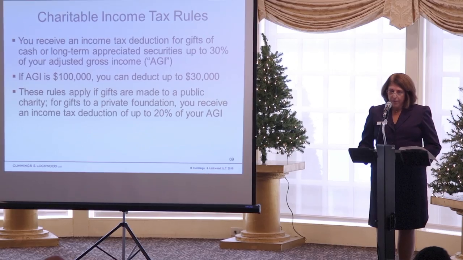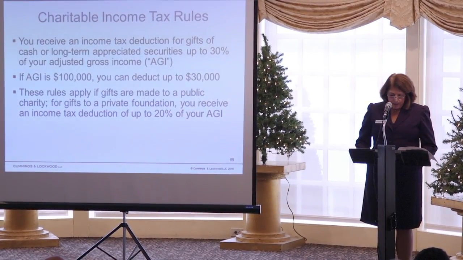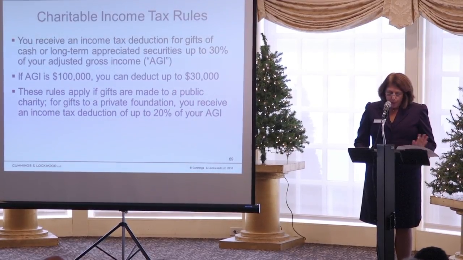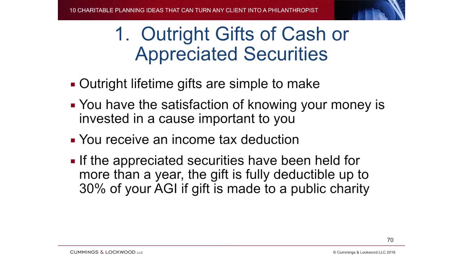So when a donor makes a gift of cash to a charity, the rules are easy. The donor deducts the amount of the cash gift in full up to 30% of his or her AGI. For example, if the donor's AGI is $100,000, he or she can deduct up to $30,000, which is 30% of AGI. If the gift exceeds this amount, the donor can carry forward the excess deductions for 5 years. And this example assumes that the gift was made to a public charity. If a donor makes a gift to a private foundation, the deduction is limited to 20% of his or her AGI.